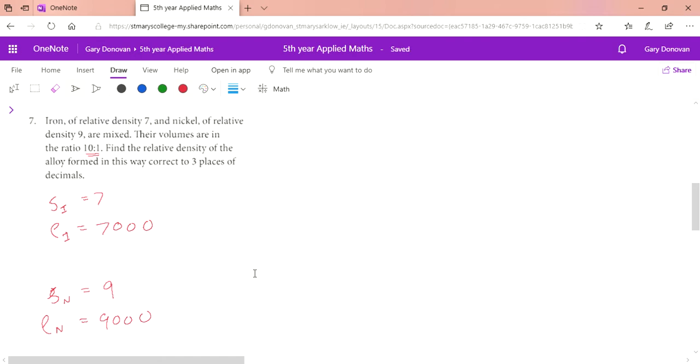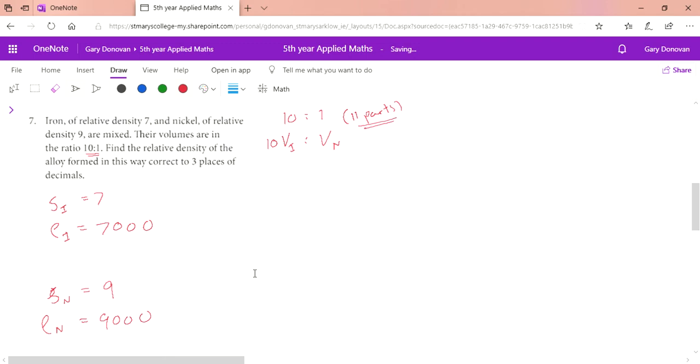So that means 10 to 1, where the volume of iron will be 10 times the volume of nickel. Isn't that correct? It will be the volume of nickel multiplied by 10. So you could say as well that there's 11 parts here.